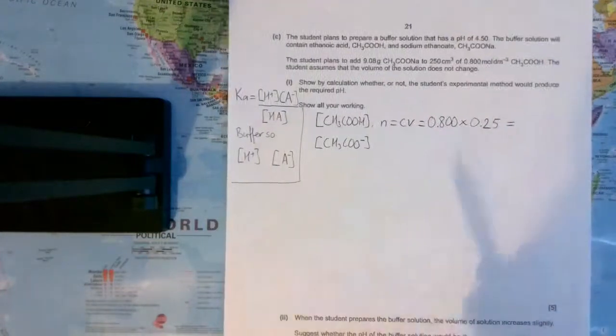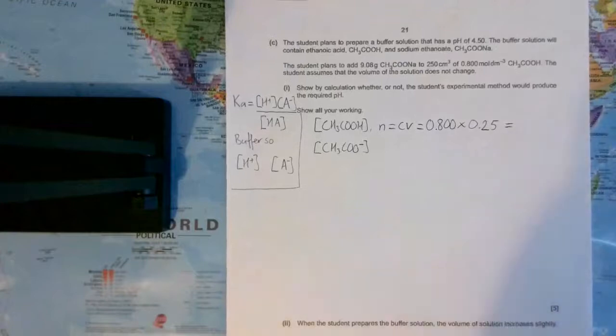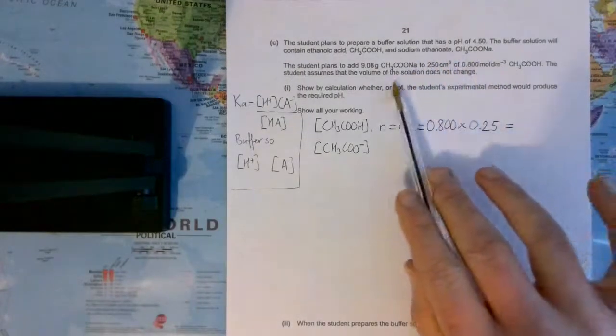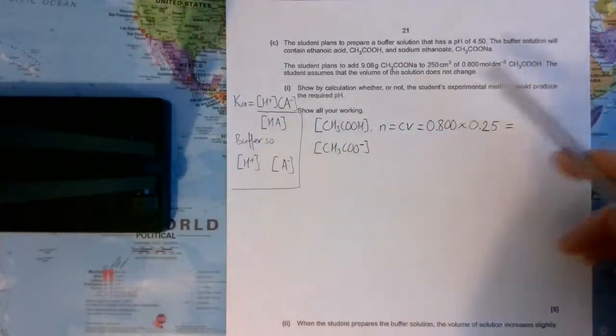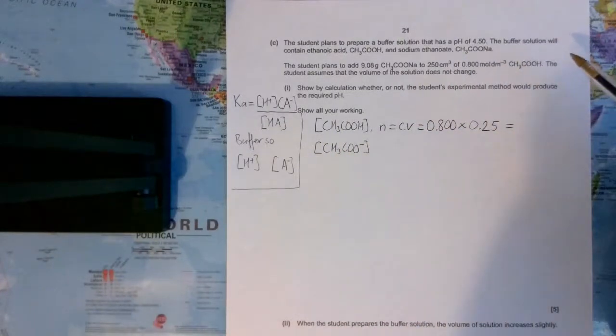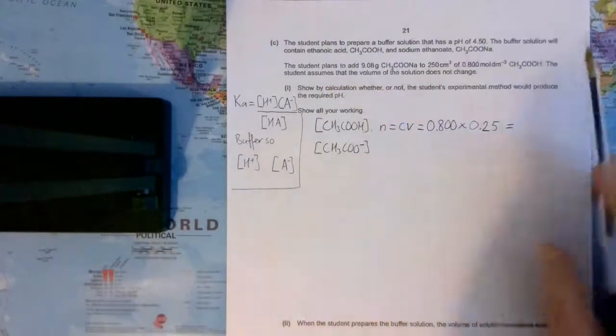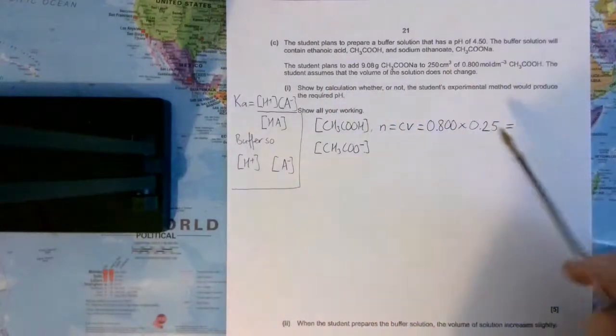Okay, so there's no worry about them adding any of the sodium hydroxide this time. This is just a straight up working out the number of moles and then the concentrations of each of these two chemicals. The student assumes the volume does not change. That's relevant for part D.